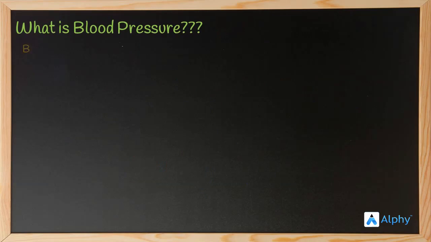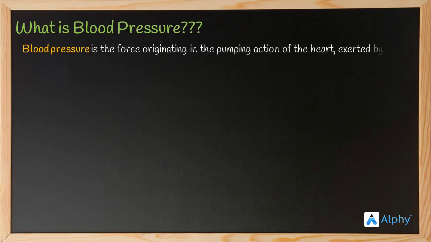See, blood pressure is the force originating in the pumping action of the heart exerted by the blood against the walls of the blood vessels. Okay. So now it is very much clear in the definition itself that when the blood is pumped into the blood vessels by the action of the heart, the blood tends to exert some sort of force on the walls of the vessels, and that force is known as blood pressure.